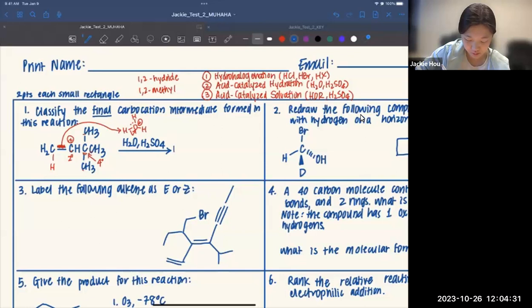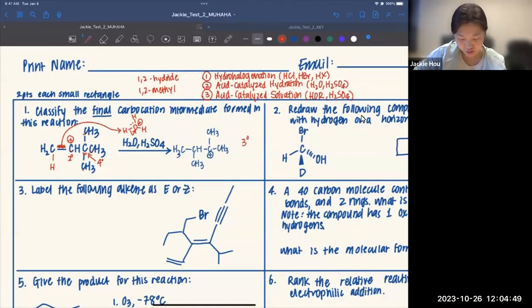So let me redraw this. In this case, we can see that we produce a tertiary carbocation, and that's going to be our answer to the first question. It's going to create a tertiary carbocation, which is much more stable than our original secondary.